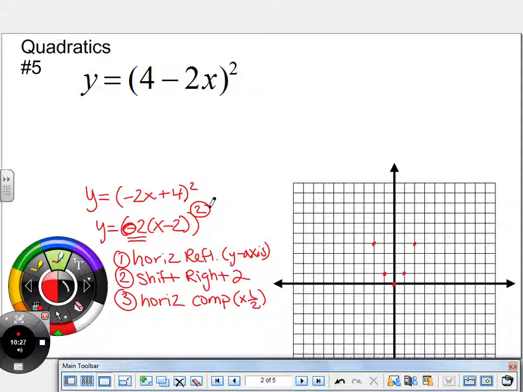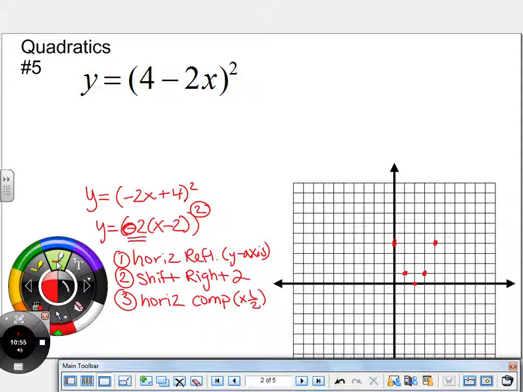All right, so we're going to then shift it right 2 and horizontally compress it by a half. So I'm going to take all these points and shift them right 2. So my vertex is going to be at 2, 0, and then it's going to have the same kind of points surrounding it, 1 over and 1 up in each direction, and 2 over and 4 up in each direction. And I'll erase the points that no longer need to be there. Okay, and then our last transformation is to horizontally compress by 1/2.